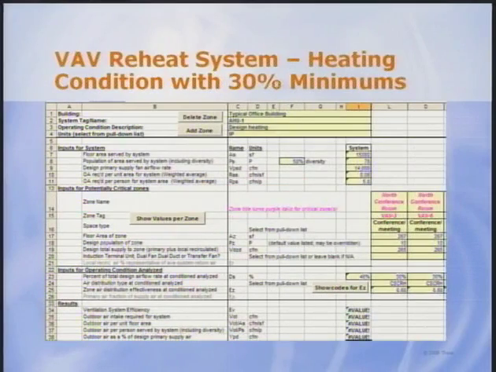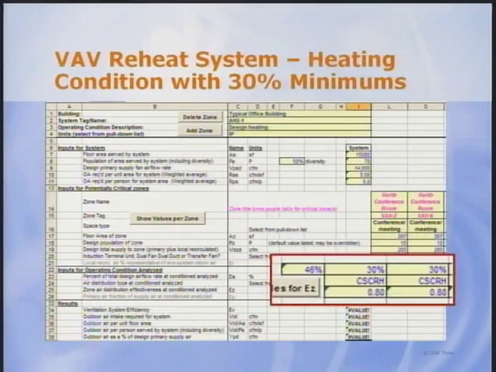Now let's look at the heating conditions. First, we'll assume the system is a standard VAV reheat system with 30% minimum set points on the exterior zones. We will assume the interior zones are cooling, but at 75% of their peak, as might occur on a cold morning. On row 23, we enter 30% for the exterior zones and 75% for the interior zones. The spreadsheet automatically determines the primary fan system will be at 46% in cell I-23.